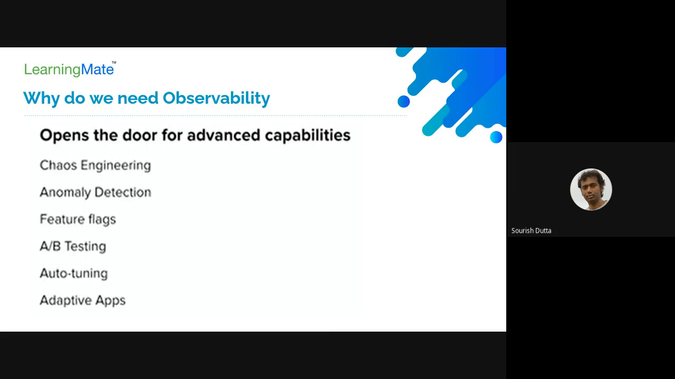Another thing is adaptive applications. You can grow and shrink your applications. You can fail over or recover from certain failures based on the environment. Those can again be automated.